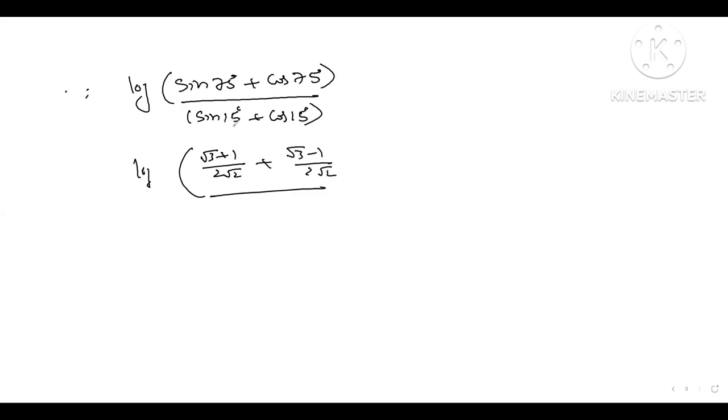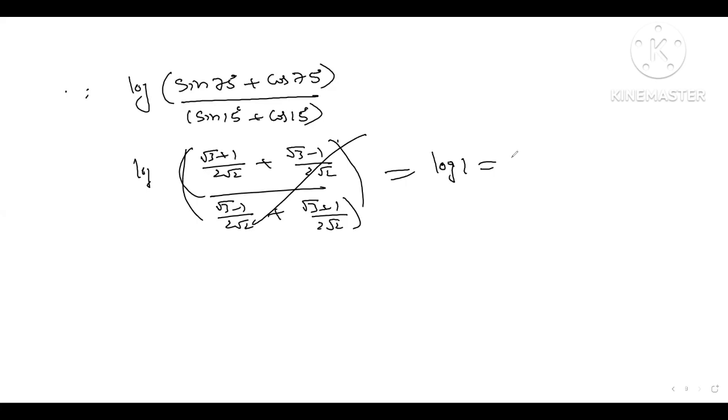Here sin 15, 45 minus 30. Okay, root 3 minus 1 by 2 root 2. Here root 3 plus 1 by 2 root 2. All get cancelled. The log 1 will be log 1, value 1. Log 1 value 0.